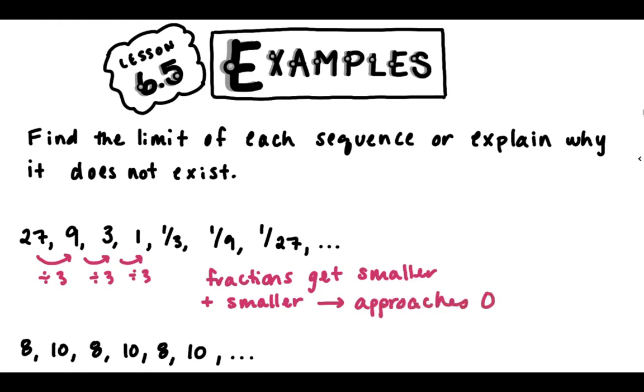So this sequence approaches 0, which means that's our limit. We're approaching a single number. So we have a limit. Yay! Exciting. Okay, that's it for the first one.